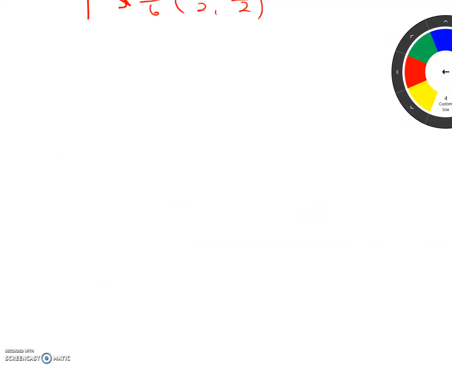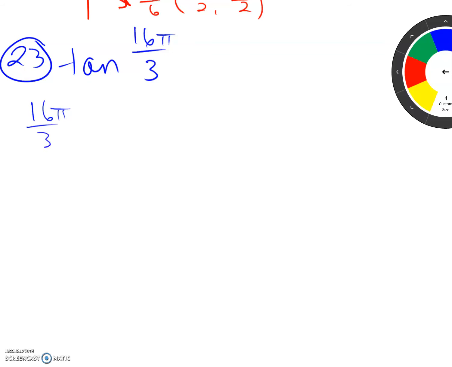Let's do 23. 23 is the tangent of 16 pi over 3. So again, you can think about, okay, 16 over 3. 3, 6, 9, 12, 15. Okay, 15 over 3 is 5. We're a little bit past there, so we're in quadrant 3. You can take your 16 over 3 and subtract your 6, and do that a couple times because you would have to do it more than once.